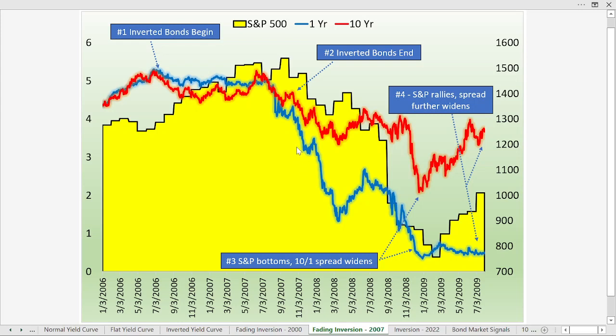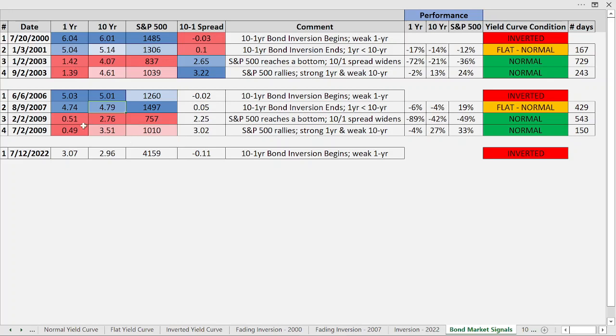The spread widens. The 1-year bond drops very aggressively. And then the red line, that's the 10-year bond, drops, but not nearly as much. We can see over here, February 2nd, 2009, the 1-year bond drops from 4.74 to 0.51. The 10-year drops from 4.79 to only 2.76. The S&P 500 drops from 1497 to 757. That's a stock market crash. And the spreads widen. Technically, it's a normal yield curve because the 10-year pays a higher yield than the 1-year.